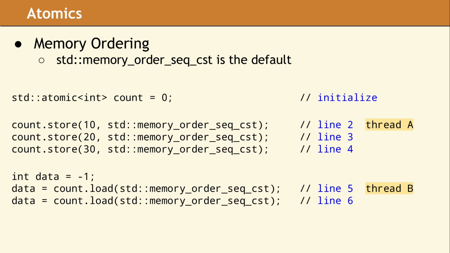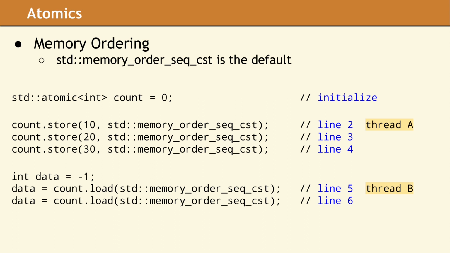Here is a simple example which may help to demonstrate how memory orderings are used in actual code. The atomic int is initialized to 0 in the main thread. Thread A will store the values 10, 20, and 30 using the sequential consistency or strict ordering. At the same time, thread B will load count using sequential consistency.